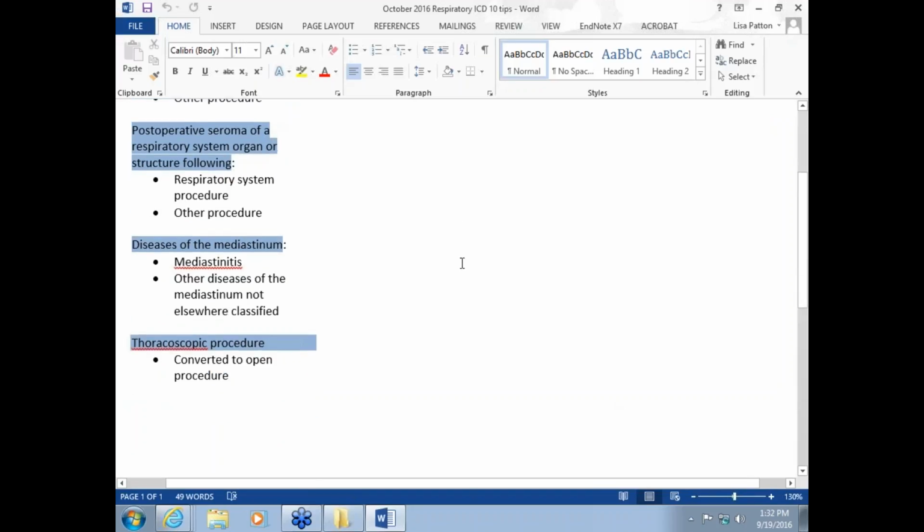A couple of new codes that do exist for this are diseases of the mediastinum, mediastinitis, and other diseases of the mediastinum not elsewhere classified. And then a thoracoscopic procedure, which is converted to an open procedure. That's another new theme I've seen in a lot of the codes. We're seeing codes added for things being converted to open or closed. And that's actually it for the respiratory section. They were nice and easy.